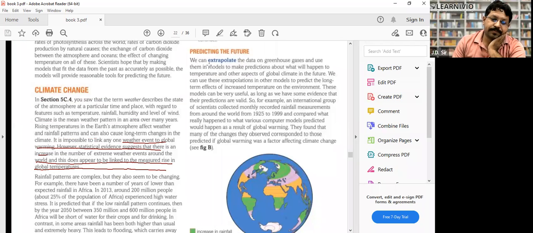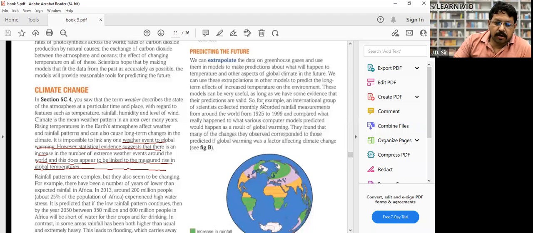Predicting the future. We can extrapolate the data on greenhouse gases and use them in models to make predictions about what will happen to the temperature and other aspects of global climate change in future. We can use these extrapolations in other models to predict the long-term effect of increase in temperature on the environment. These models can be very useful as long as we have some evidence that their predictions are valid.